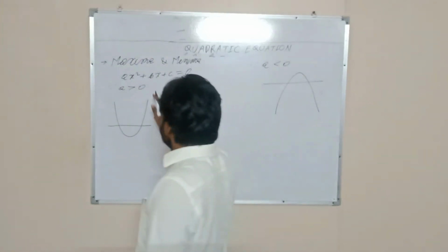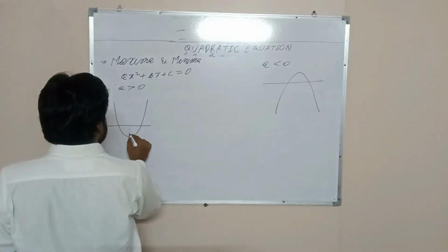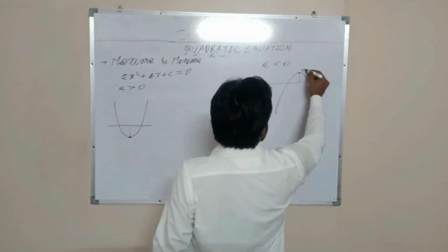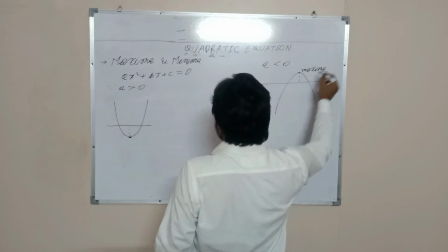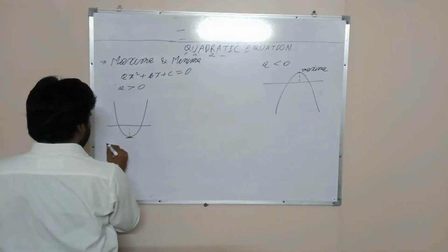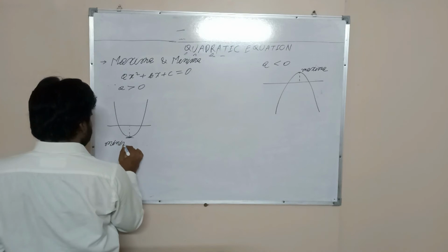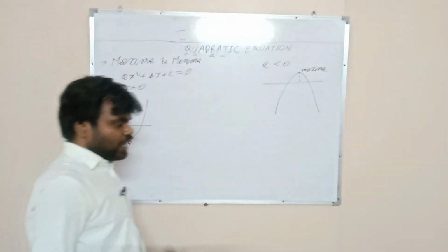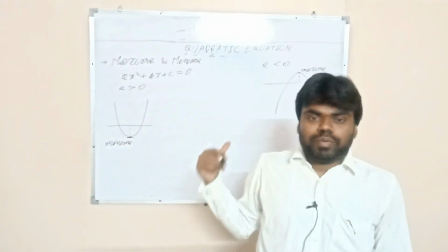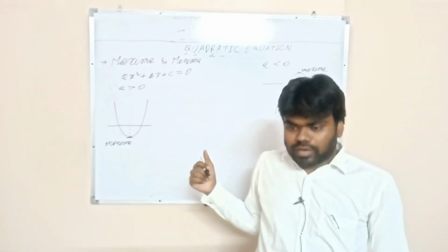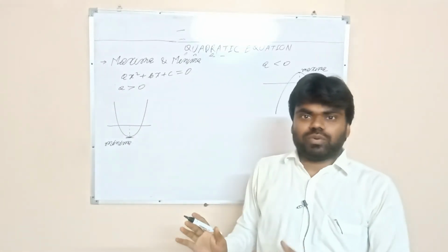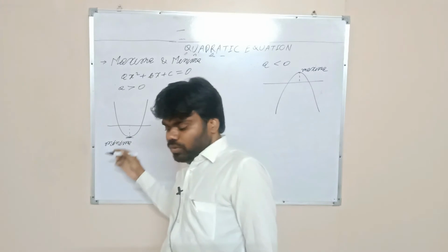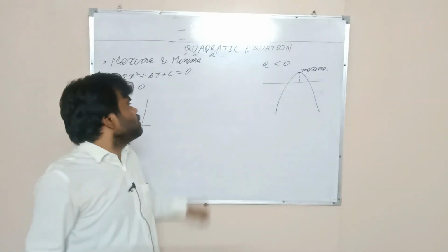If a is greater than 0, it will have some minima, and if a is smaller than 0, it will have maxima. This point will denote maxima, and when a is greater than 0, it will denote the point of minima. Now, how to find the maxima and minima? There are two methods. Either we can find it by making perfect squares, or else, since we are matured enough to do a little calculus, we can just differentiate, set it equal to 0, and get the value of maxima and minima.